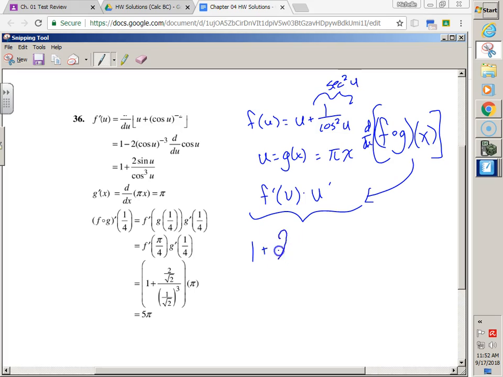Let's do it that way. 2 secant of u times secant of u tangent of u. I don't know if that's any easier. I'm just doing f prime of u right now. Now u prime. Does that make sense? Then you would end up with 1 plus 2 times sine over cosine. Does this make it any better?